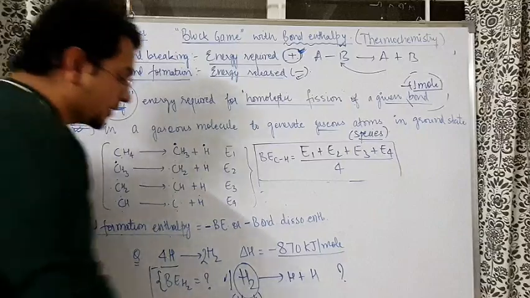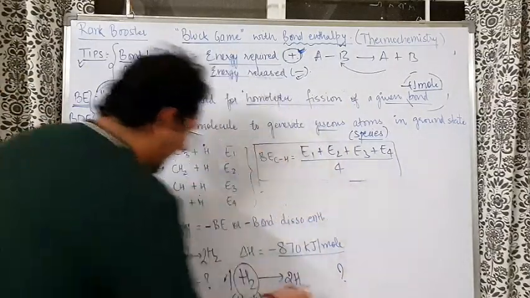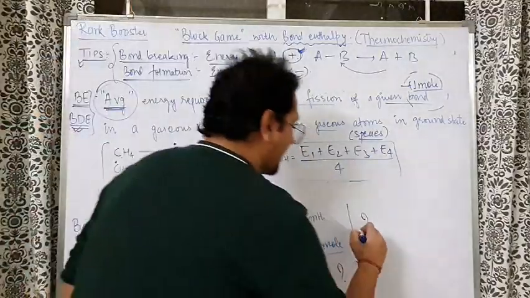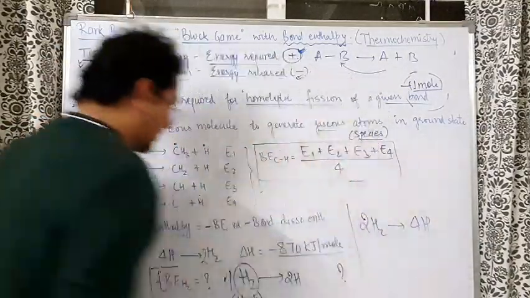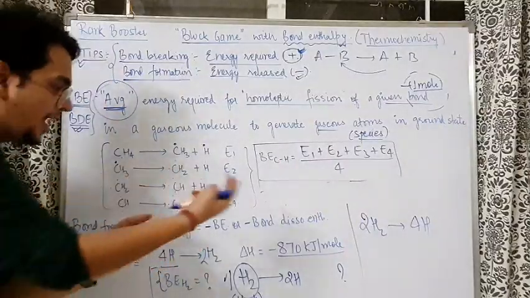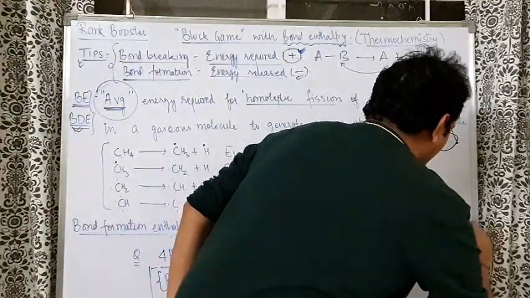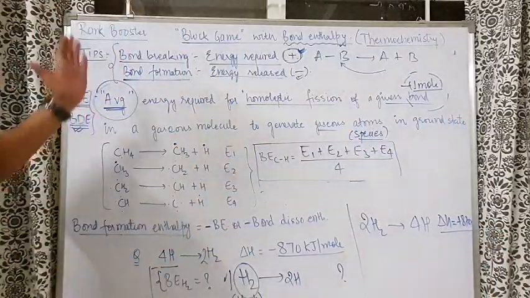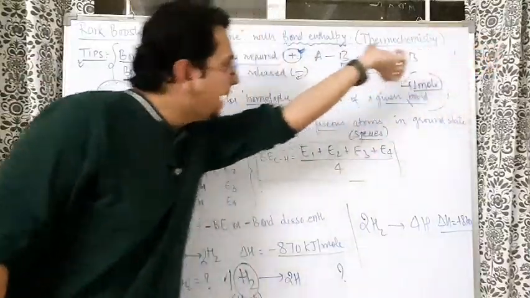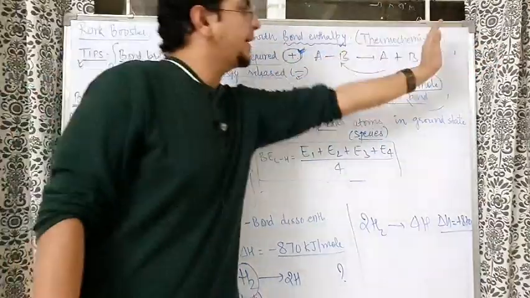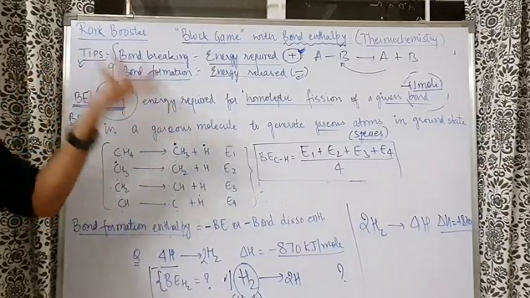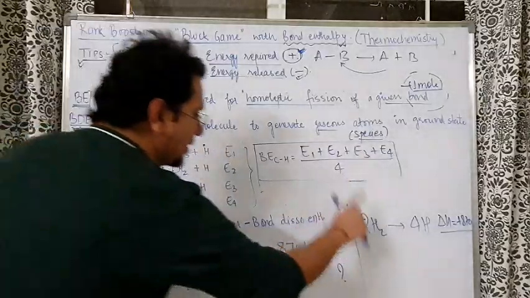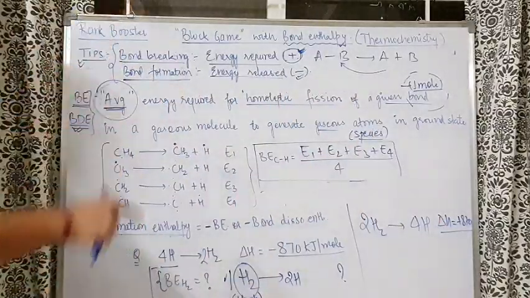So brilliant, question solved easily. Why? Simple. If 4H gives you 2H2, enthalpy is given as minus 870. Then 2H2 giving you 4H is the reverse reaction. As I reverse the reaction, the delta H will become plus 870. Very simple: if the forward reaction is exo, backward is endo; if forward is endo, backward is exo. So when 4H gives 2H2 is minus 870, 2H2 giving 4H is plus 870.